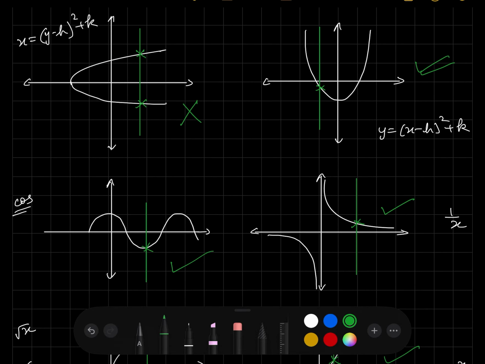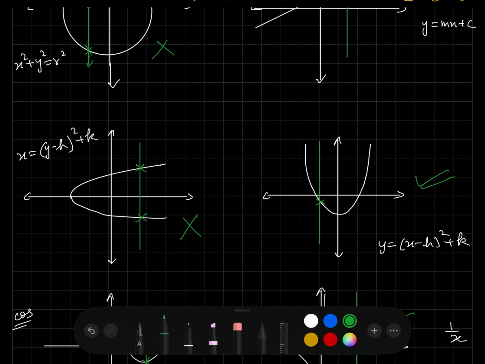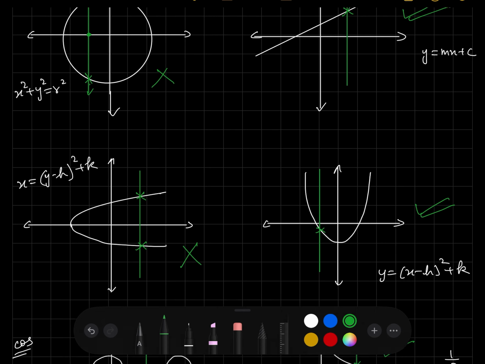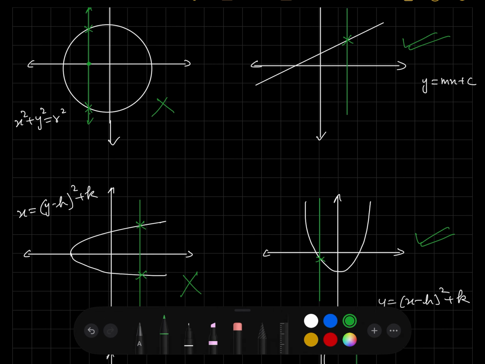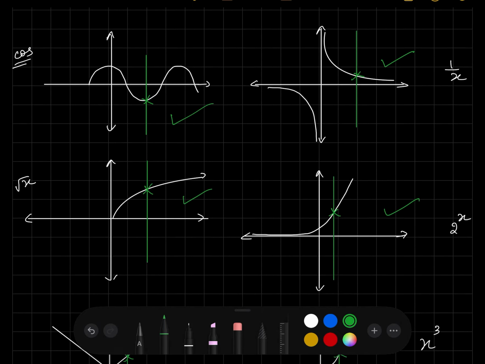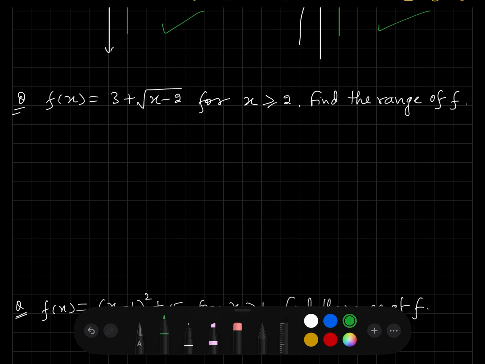But the circle is not a function, and this kind of parabola, the horizontal one, is not a function. A straight line is a function. I hope you understood how to identify functions by the vertical line test.